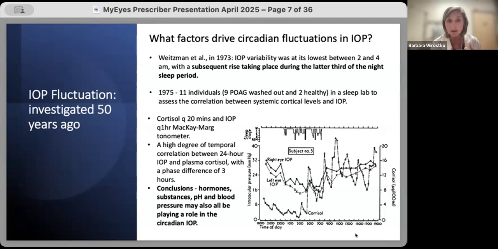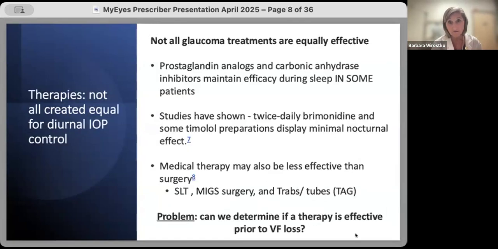So it made him conclude that there was something in the blood, hormone, substance, pH, blood pressure, that was affecting the circadian rhythm of IOP. Next slide. And this was over 50 years ago.